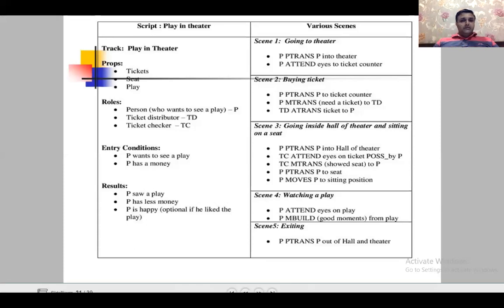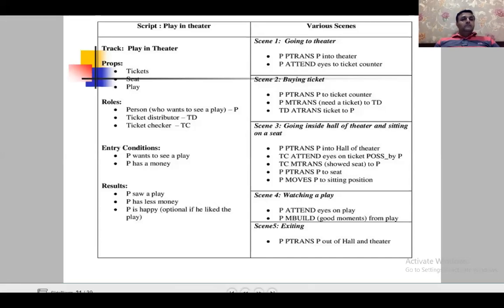See, in the exam also you will be provided with something like: write a script for the following scene. So theater will be there, exam hall will be there, and accordingly you have to generate everything. Roles: who are the role players? Person P, ticket distributor TD, ticket checker TC.